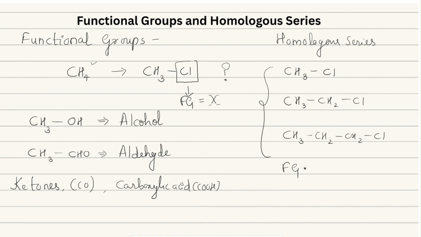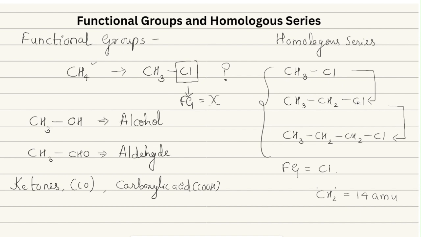So what is the functional group here? Chlorine is the functional group. And they all differ by what group? A CH2 group corresponding to 14 atomic mass units. And all these molecules are called homologous series, and a molecule with the higher mass is called a higher homologue. So chloroethane is a higher homologue of chloromethane. Chloropropane is a higher homologue of chloroethane. You can even call it a lower homologue.